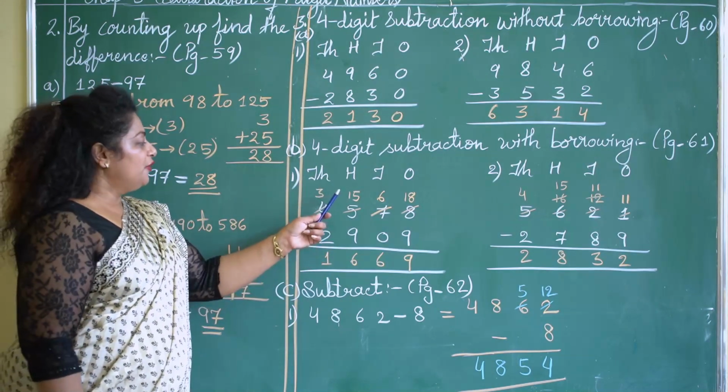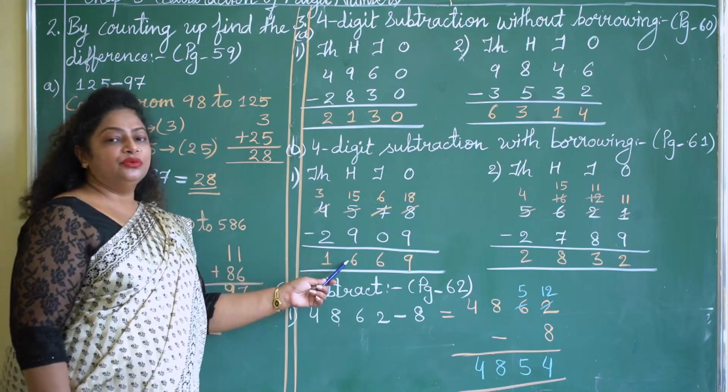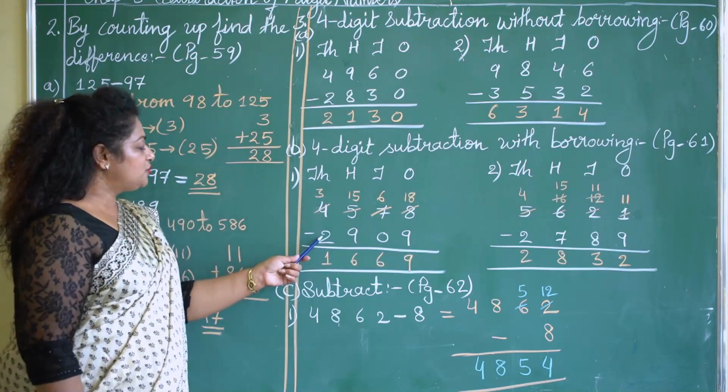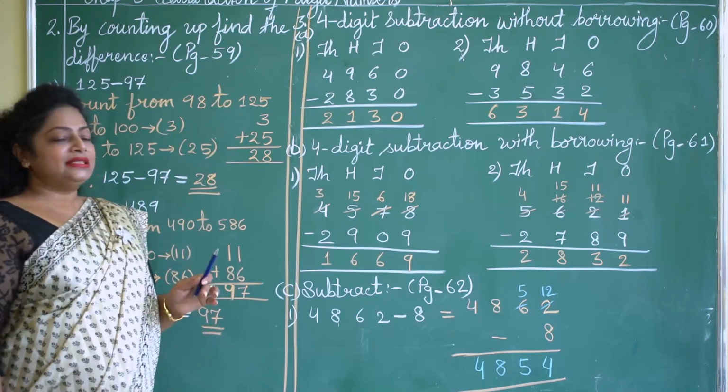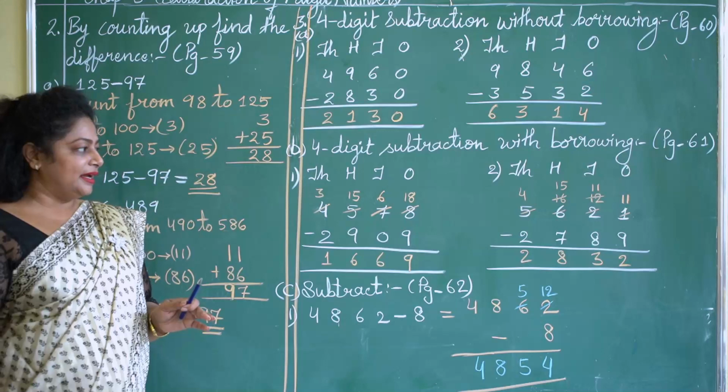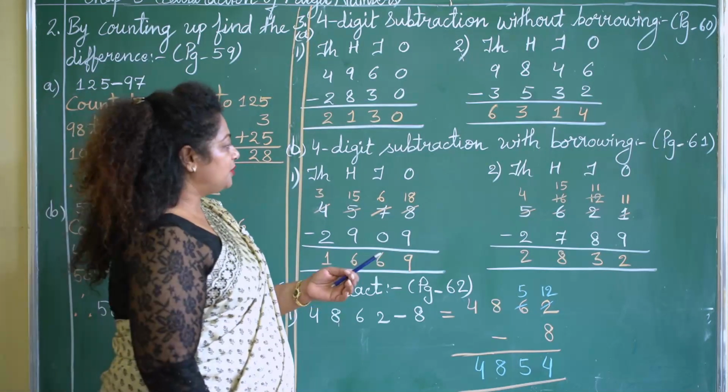Let us subtract. 15 minus 9 will give you 6 and 3 minus 2 will give you 1. So the answer we got is 1669. Now let's come to the next question.